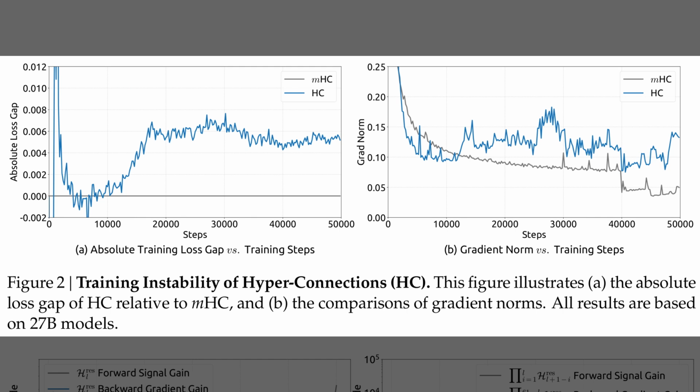Okay, while Figure 3 showed how signals explode mathematically, Figure 2 demonstrates the real-world consequences during training for a 27 billion parameter model. Panel A tracks the training loss gap, and it reveals a significant surge where the unconstrained version struggles. Panel B explains this instability by comparing gradient norms. These gradient norms measure the size of the updates made to the model during learning, and the blue line for hyperconnections shows massive, erratic spikes. In contrast, the manifold-constrained approach maintains a smooth, stable line, which prevents the training process from crashing.